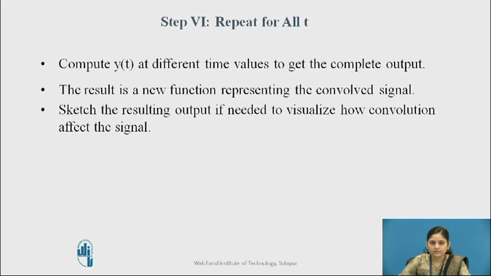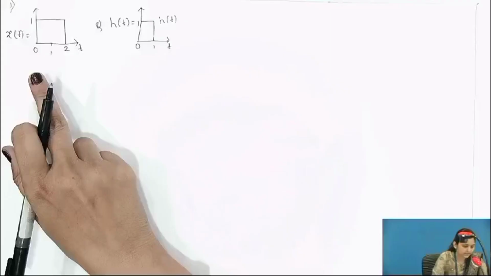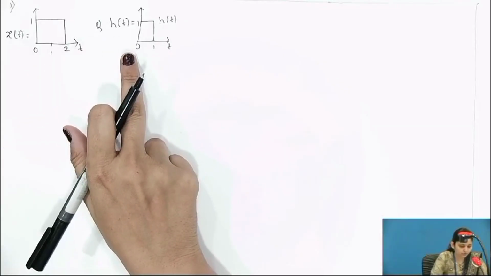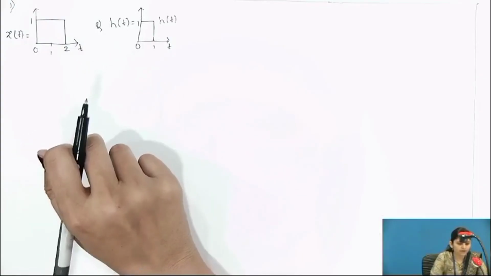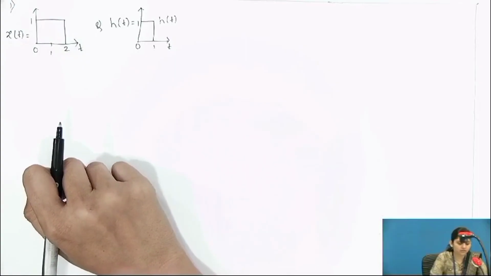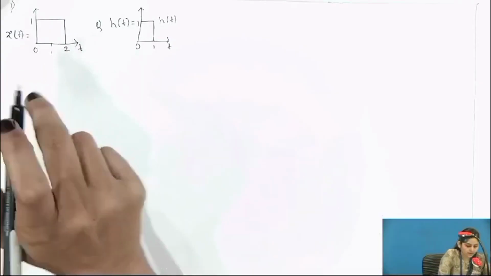Now let us take one example so you can easily understand how we can compute the convolution integral of given signals. The example of x of t and h of t is given, and we have to find its convolution integral by using the method that we have just seen. So see, x of t is given and h of t is given.